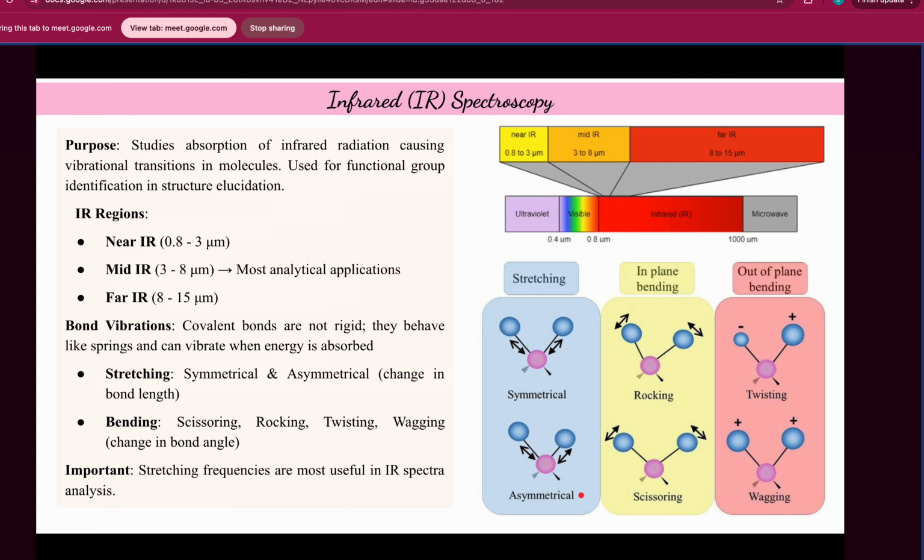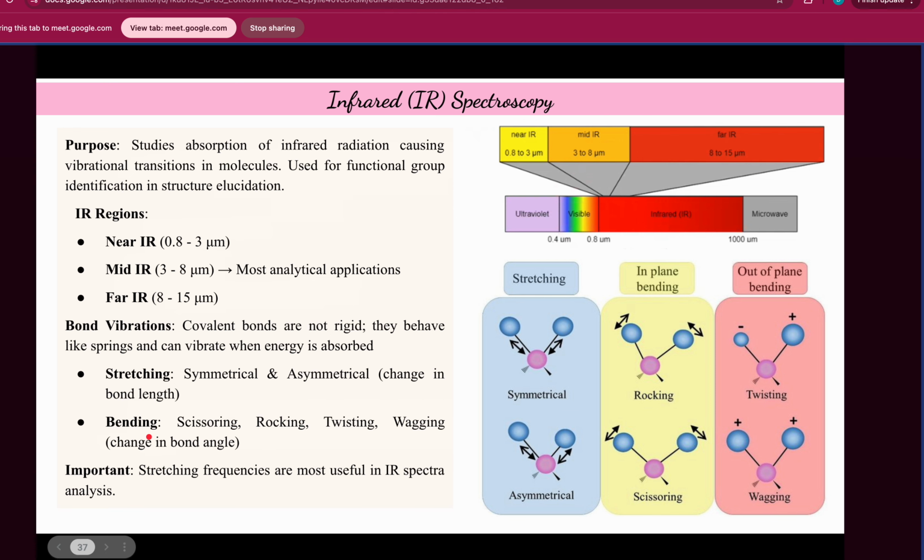Whereas asymmetrical stretching means that if from one side we are pulling the atom, pulling the bond, then from the other side we are pushing it inside. So in this case, the bond length will vary from both the sides. For example, if it is H2O and these are two hydrogen atoms and this is the oxygen, then the bond length of this OH and this OH will vary. One will be large, one will be short in case of asymmetric, whereas it will be constant in case of symmetrical stretching. Then comes bending.